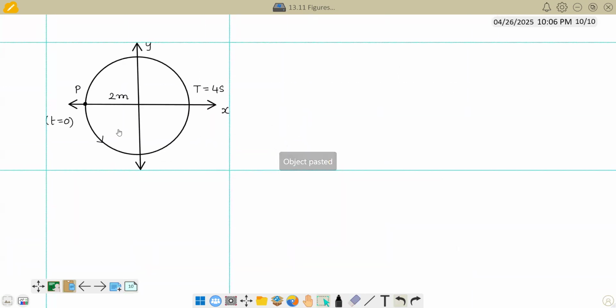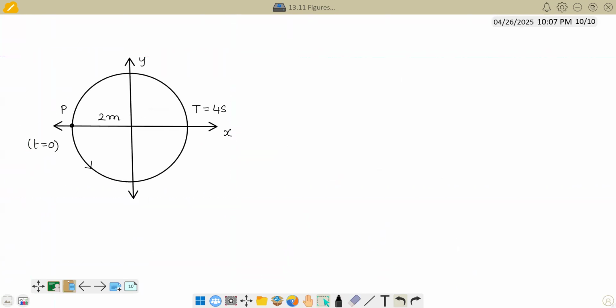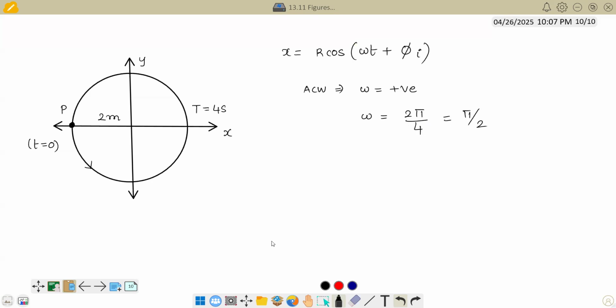Okay, let us write both x and y equations for this. This is the original position, initial position of the particle. We know we have only one equation, x equals r cos(omega t plus phi initial). We'll just check whether it is clockwise or anti-clockwise. So this is anti-clockwise, that means omega is positive, and we can simply write omega equals 2 pi by T, T value is 4. So we can write this as pi by 2.